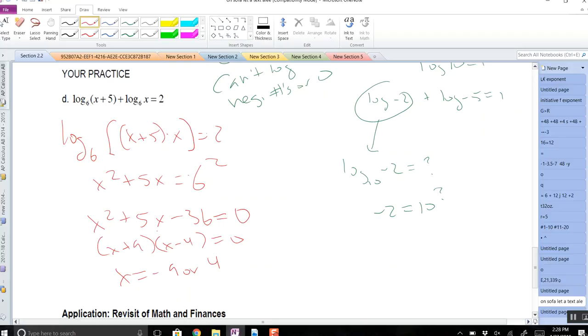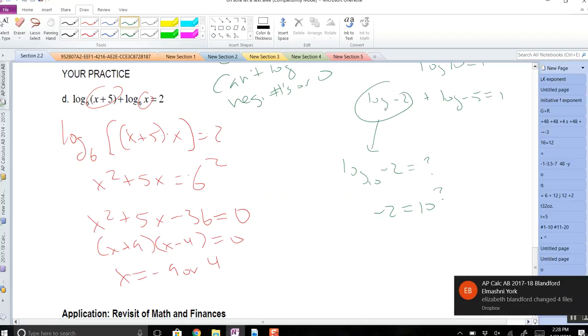Now, negative 9 is not okay because it makes that negative, it makes that negative. So you can't log negative numbers. Your answer could be negative if you plug it back in, it comes out clean and you're logging a positive number, but nope, we can't do negative 9, we want to do 4.